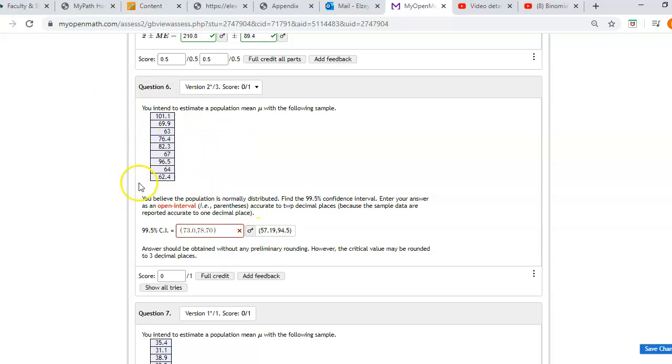So you need to make sure for a small sample, you're using the t distribution and not the z distribution. That will get you off kilter.